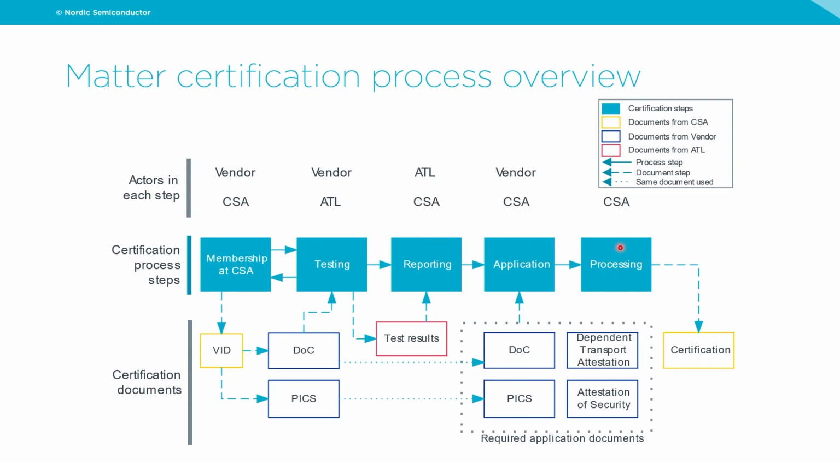During the processing stage, CSA verifies the submission for relevant criteria, including relevant documentation, membership in CSA, completion of testing, and payment of the applicable fees. At the end of a successful processing, your Matter end product is granted the certification.